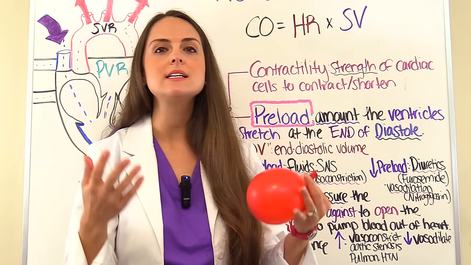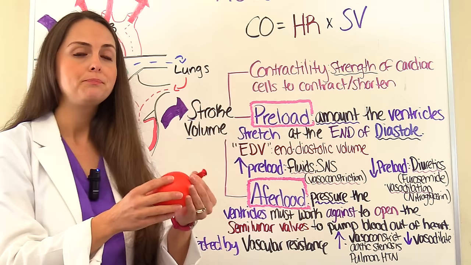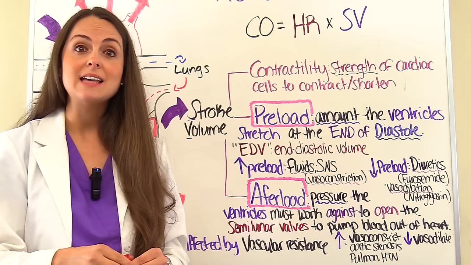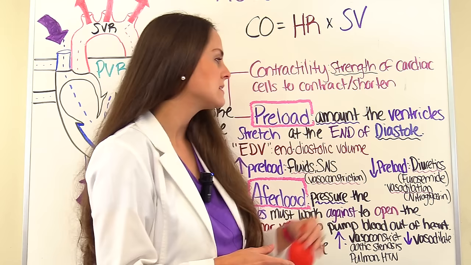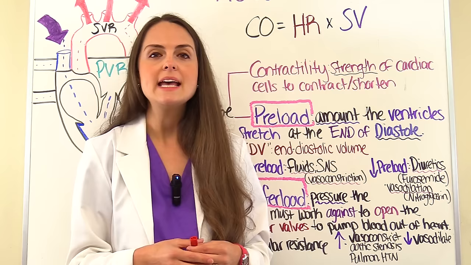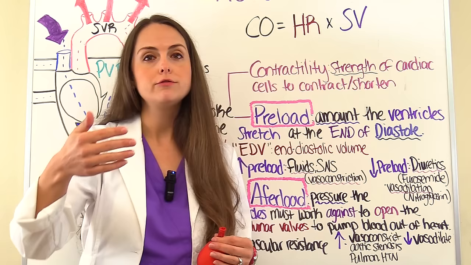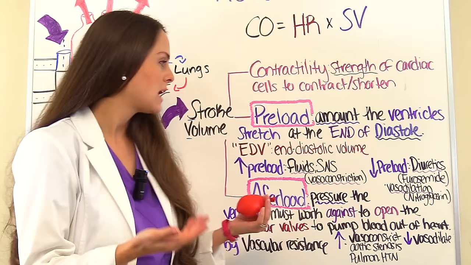Now, how can we decrease this preload, where these ventricles aren't going to stretch as much at the end of diastole? Sometimes we need to do that if a patient is in fluid overload, like with heart failure. One way we can do that is through the administration of diuretics. Diuretics use the renal system and remove extra fluid from the blood volume, and the patient will urinate that out. A type of diuretic that comes to mind is furosemide, Lasix.